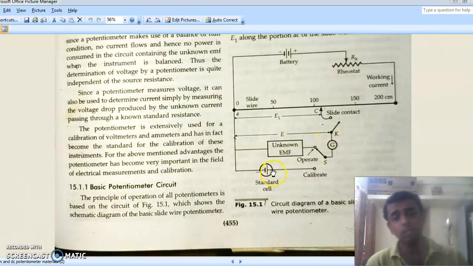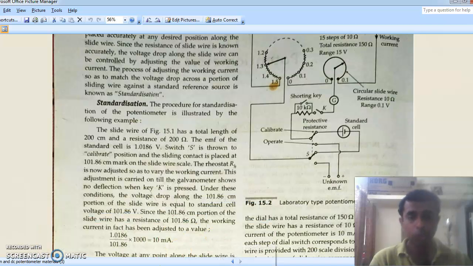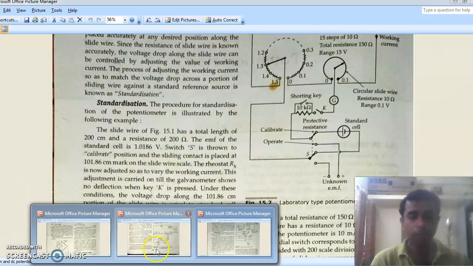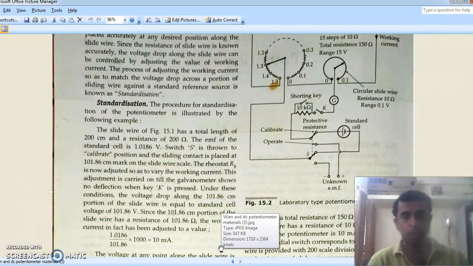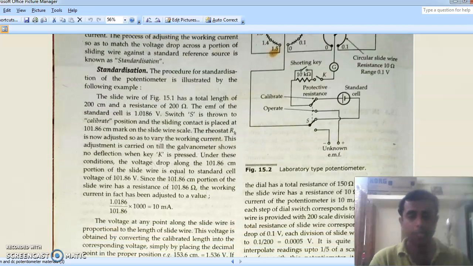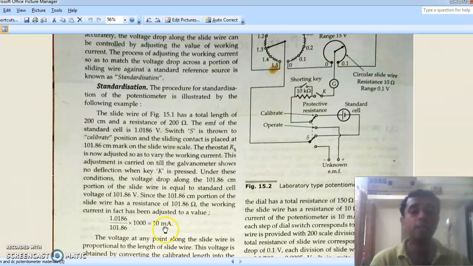So what is the meaning? The meaning is that you have the standard cell voltage of 1.0186 volt, and you have the resistance. I have kept the length at 101.86, so my resistance also will be 101.86. Voltage divided by ohms gives the current, which is nothing but 10 milliamps. So by standardization, we mean that we are setting a working current of 10 milliamps.